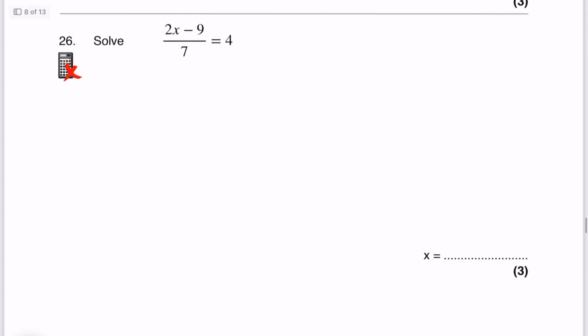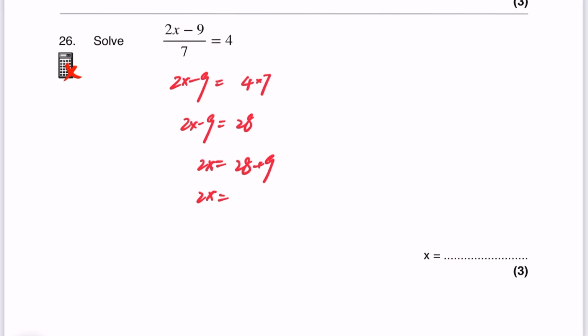For question 26, let's do the rearrangement of the denominator first. 2x minus 9 equals 4 times 7. 2x minus 9 equals 28. 2x equals 28 plus 9. 2x equals 37. Finally, x equals 37 divided by 2. And once again, you can leave it as a fraction or a decimal.